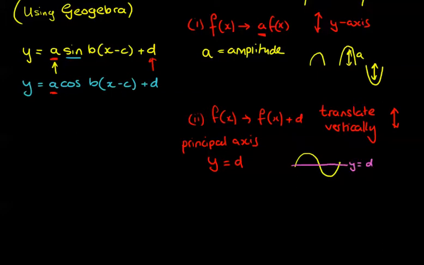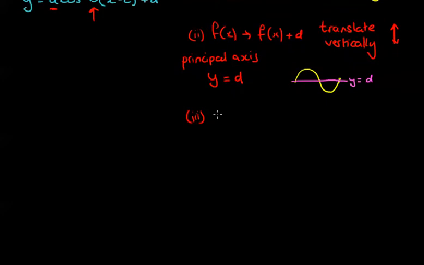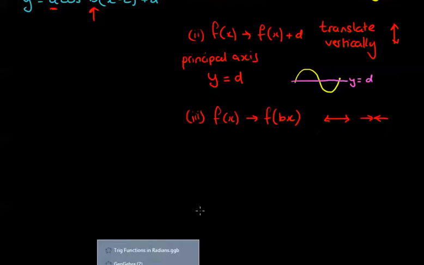Right, now let's look at the next one. Let's look at the letter B and see what that does. If you recall, if you take a function and you multiply x by something and then put it into the function, that stretches or compresses the function depending on what value of b you get in the x-axis. So it either compresses it by pulling the graph in or stretches it depending on what b is, and only in the horizontal axis. Let's just see that in action.